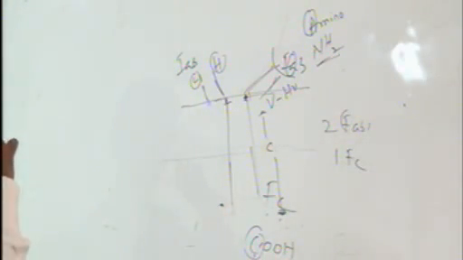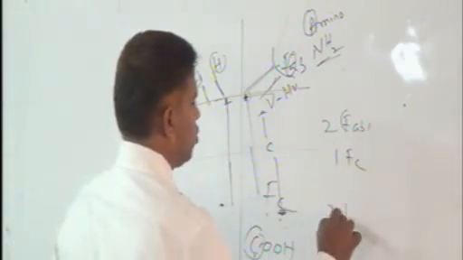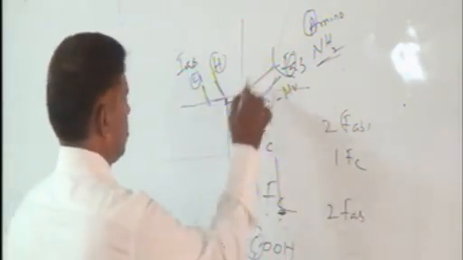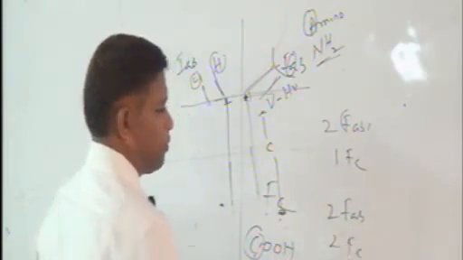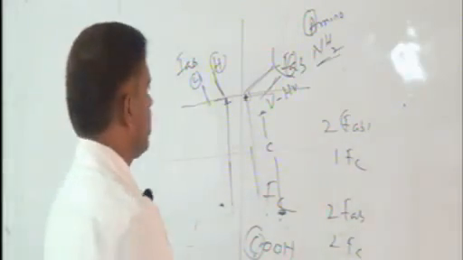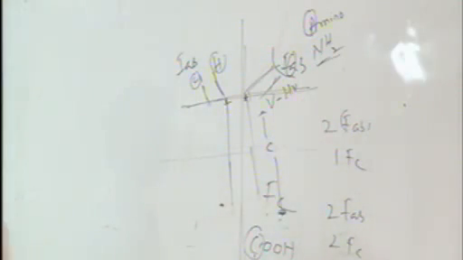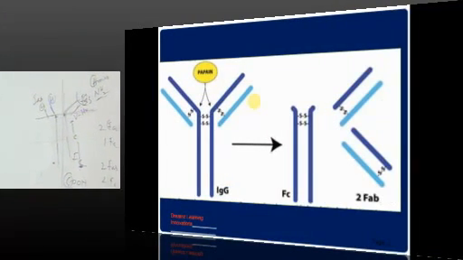Okay? Whereas if I ask you one more question, pepsin acts and produces what? It produces something like this, right? 2 FAB portions joined, and 2 FC portions. Pepsin acts like this, whereas papain acts like this. So that's what the figure shows.